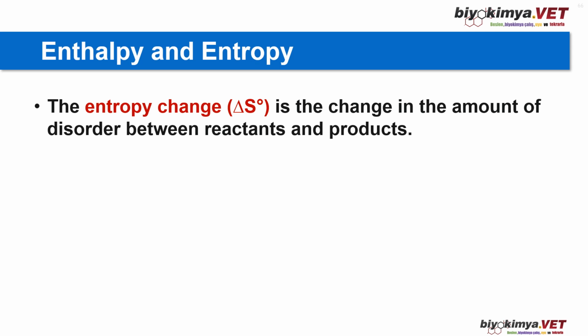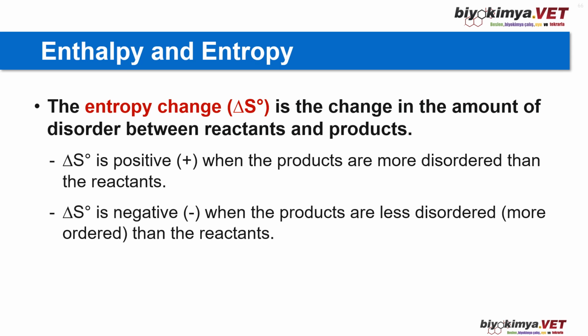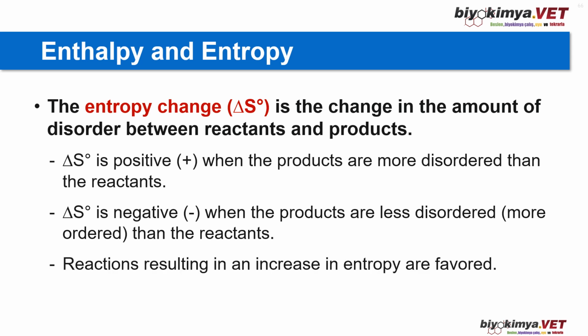The entropy change is the change in the amount of disorder between reactants and products. If it is positive, the products are more disordered than the reactants. Entropy change is negative when the products are less disordered than the reactants. And reactions resulting in an increase in entropy are favored. And this is important for the continuity of life. And here is the equation.